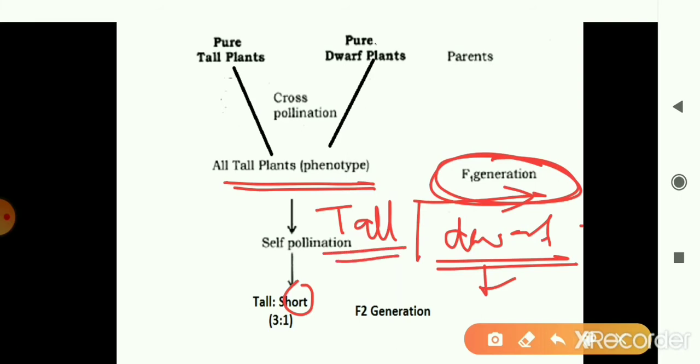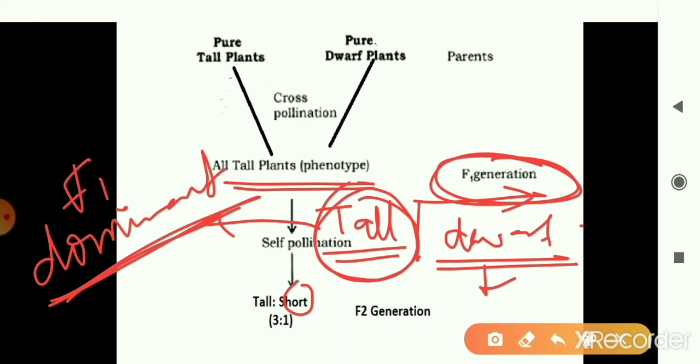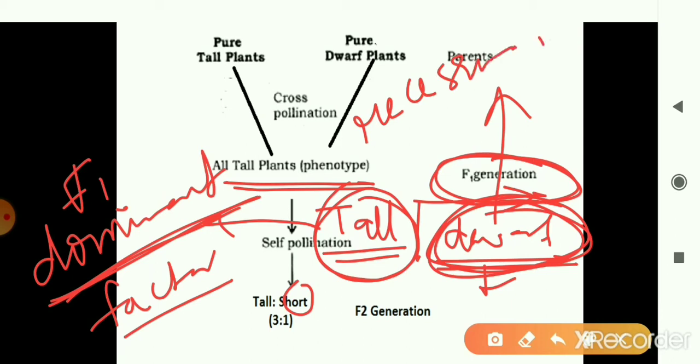Okay, and such factors which express themselves in the F1 hybrid, he called them dominant factors. So when a cross is done and a hybrid is obtained, the factor that expresses itself in the F1 generation, he called the dominant factor, and the one which remains unexpressed, in this case the dwarfness or the short trait, the factor which controls this trait that remains unexpressed in the F1 generation, he called the recessive trait or recessive factor.